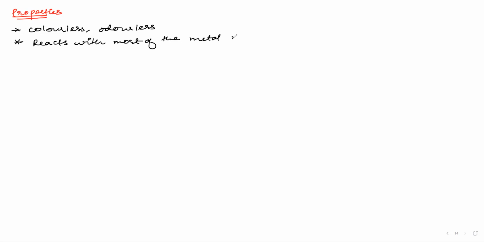Properties of oxygen. So oxygen is, things that you know already, colorless, odorless. Now what is the solubility of oxygen? Solubility is never asked. And then it reacts with most of the metals and non-metals, except noble metals. What are noble metals? They are Pt and Au.